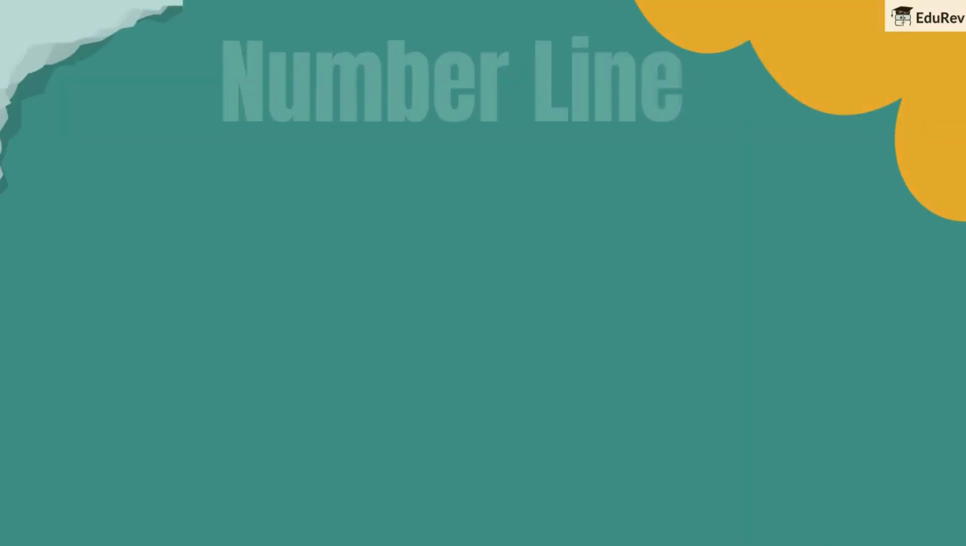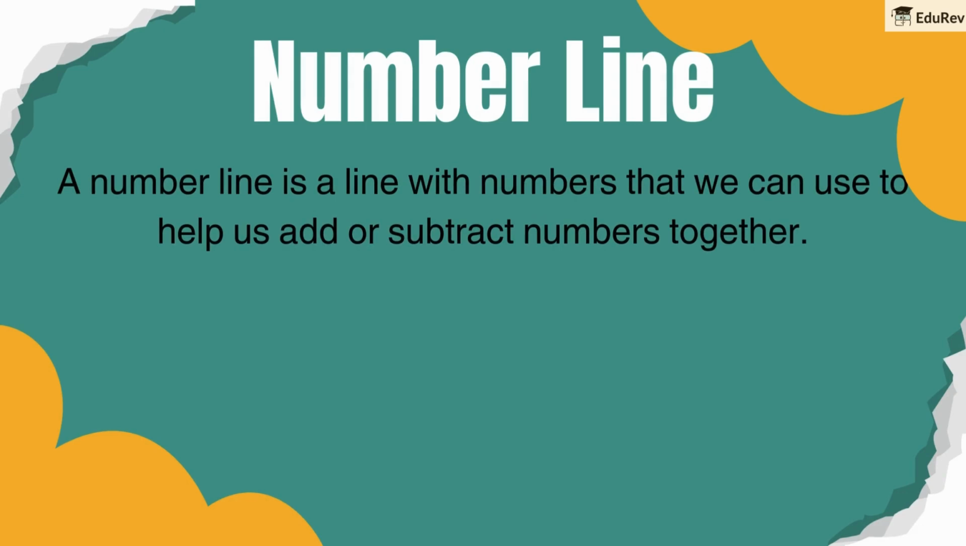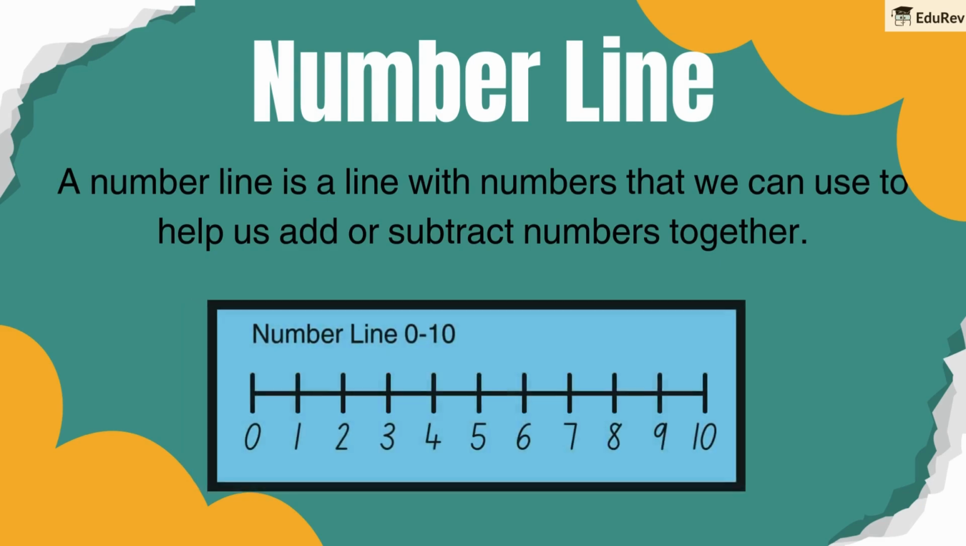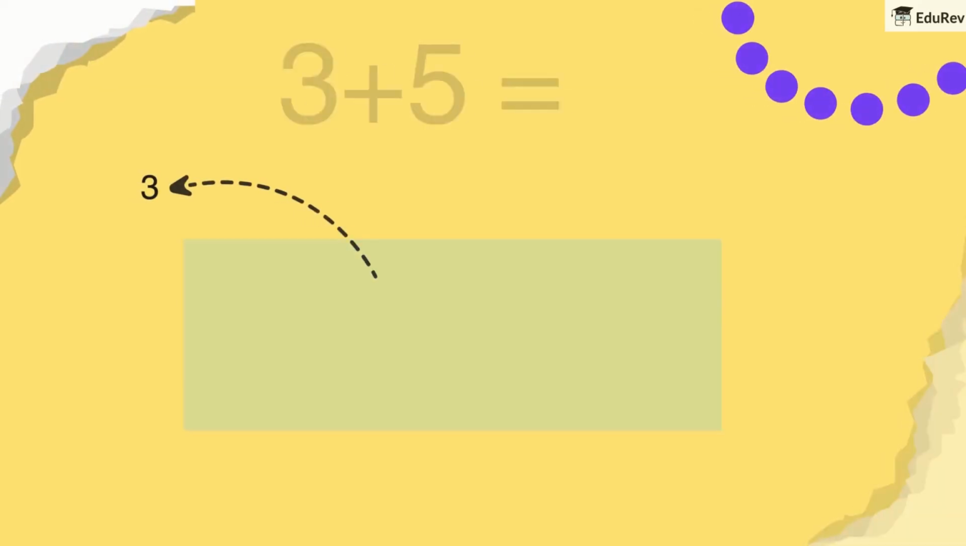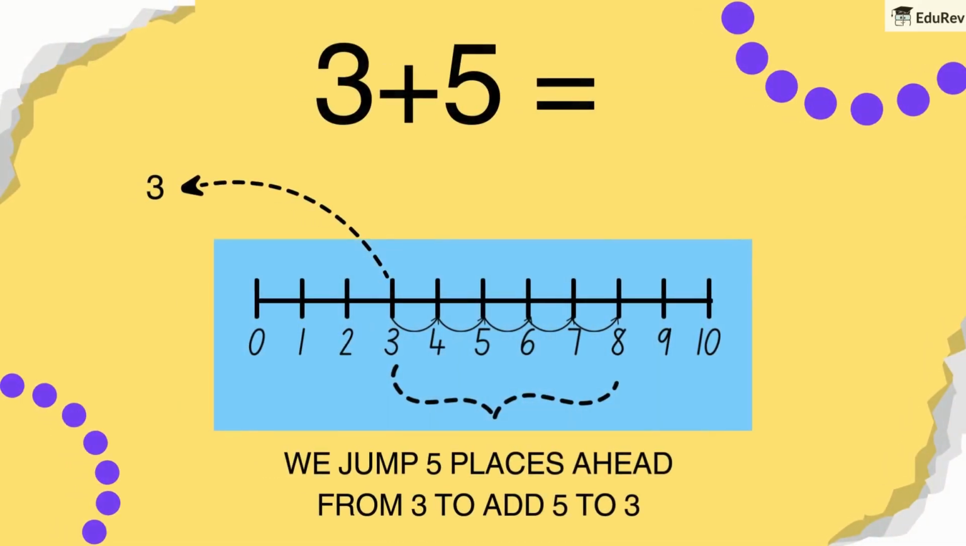Now, let's talk about the number line. A number line is a line with numbers that we can use to help us add or subtract numbers together. For example, here's a number line from 0 to 10. If we want to add 3 plus 5, we jump 5 places ahead from 3. So, starting from 3, when we jump 5 places ahead, we land on 8. Therefore, 3 plus 5 equals 8.